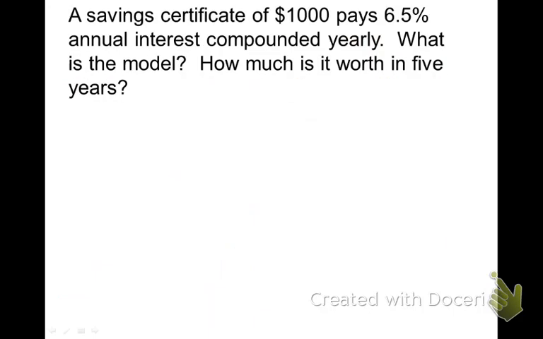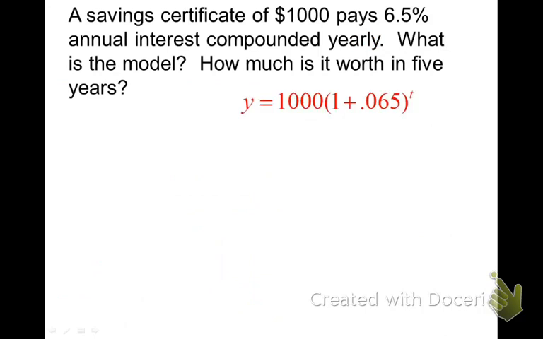So here's an example problem. This is an example of exponential growth. We're taking some money, we're putting it in the bank, and it's going to earn interest, and it's compounded. The compounding is what makes it exponential. So what's our model? How much will the money be worth in 5 years? If we put 1,000 in now, how much money will we have in 5 years?